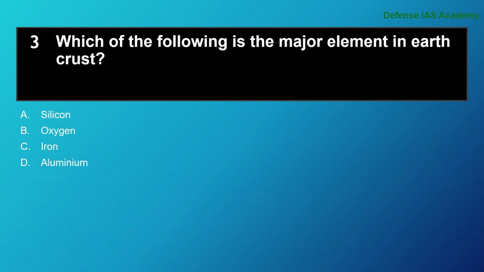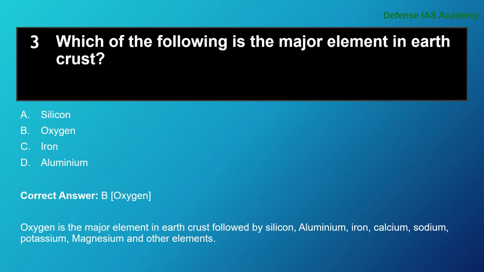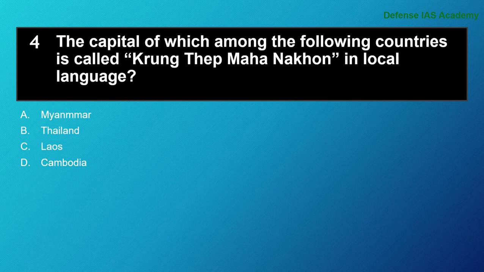Which of the following is the major element in the Earth's crust? Answer is option B, oxygen. Oxygen is the major element in the Earth's crust, followed by silicon, aluminum, iron, calcium, sodium, potassium, magnesium, and other elements.